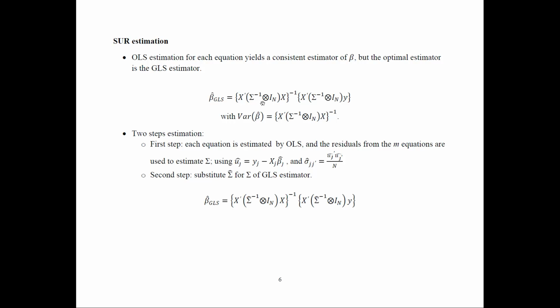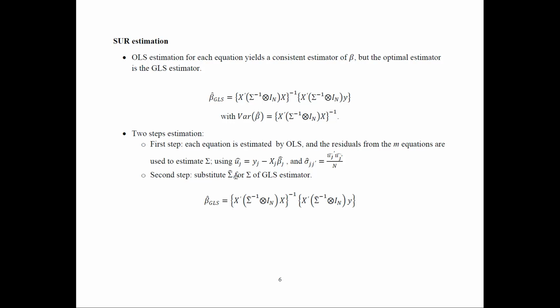So we have a little bit more complicated case here in order to consider this covariance that we have across the equations. So how do we do the estimation for the SUR model? In the first step, we would estimate each equation by OLS, and then we would save the residuals from the M equations, and that would be u_j hat equal to y_j minus X_j beta_j hat. So once we form these residuals, then we can calculate this variance covariance matrix based on the residuals that we have.